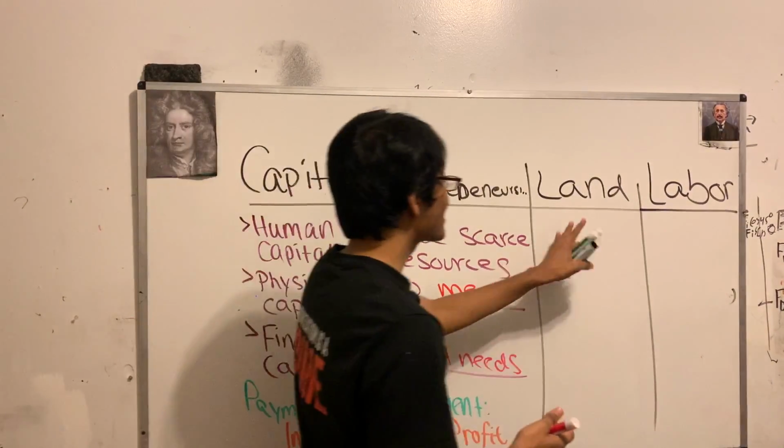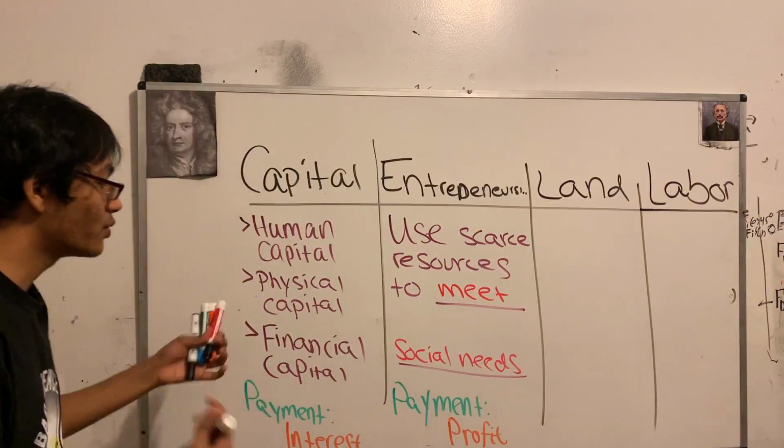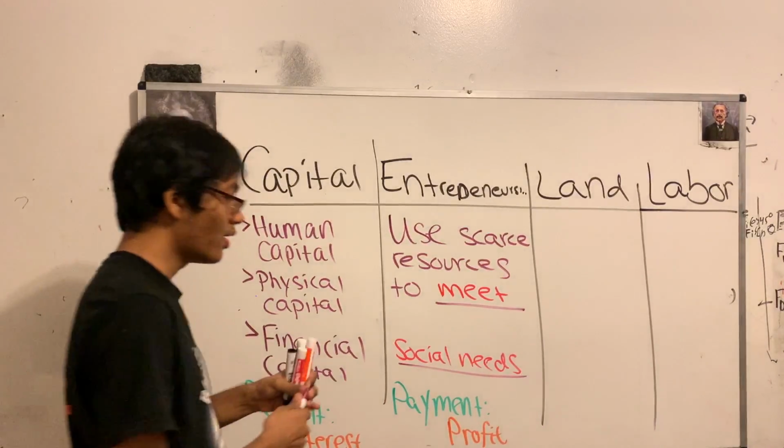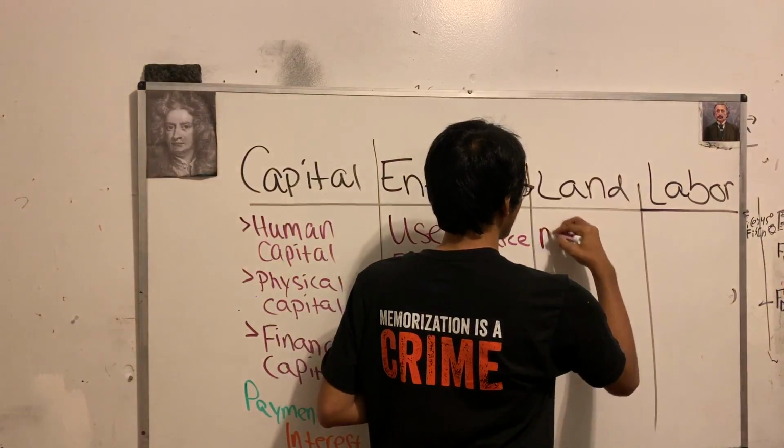Okay, next up is land. What is the definition of land? It's like fields. Okay, good. So it's basically natural resources, right?